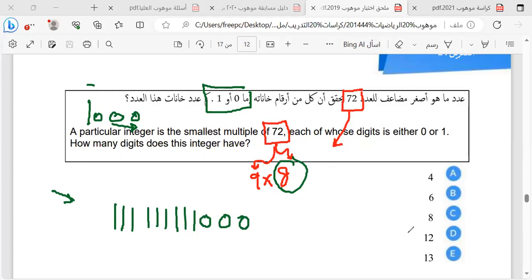Now, how many digits do I have? 12. How many digits? 12 digits. Yes. Mr., I didn't understand. Me too. Okay, I will be explaining in Arabic.